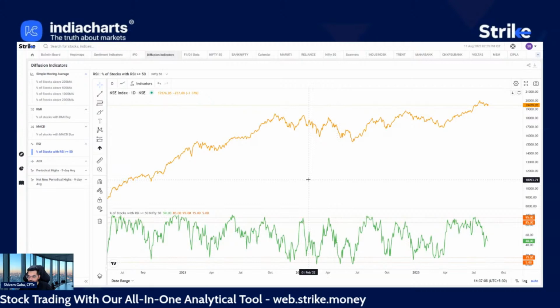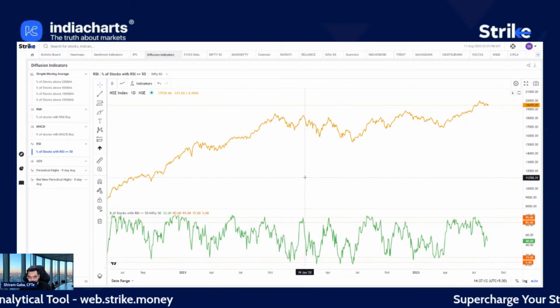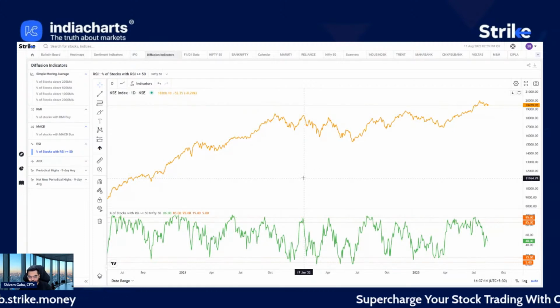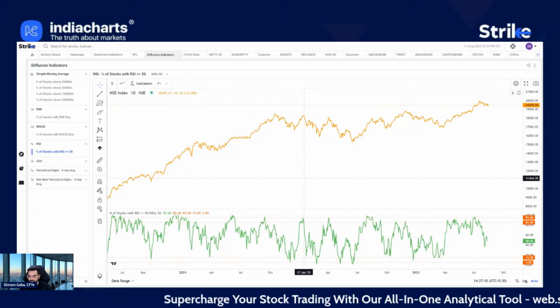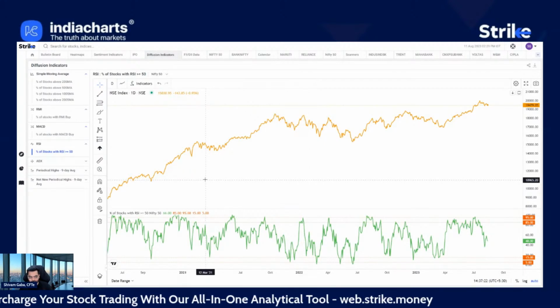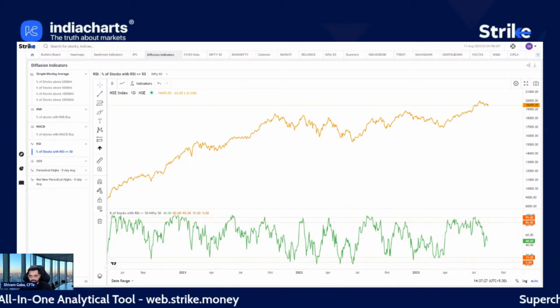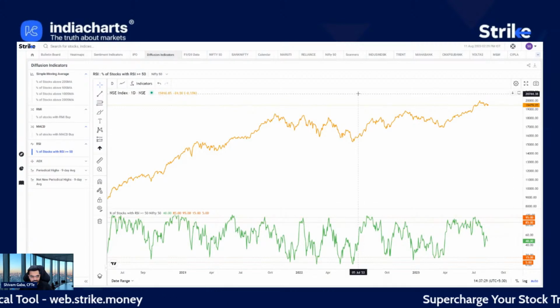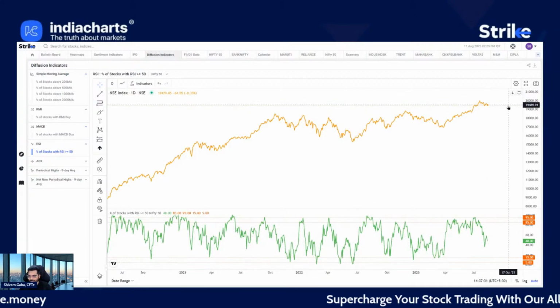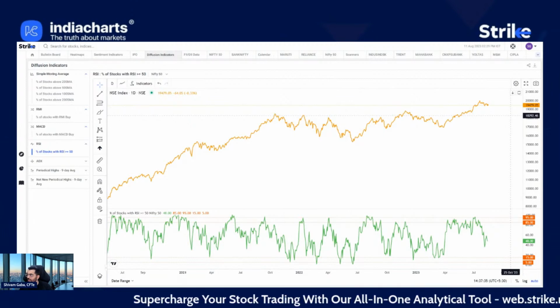So you can play around with all these tools and get a hang of it to judge, to catch a short term or a long term bottom or top in the markets. All these have to be used along with other forms of analysis, in conjunction with other tools you may like, and so on. So just get over to web.strike.money and use them, and let me know if you have any questions or doubts regarding any of the indicators, and we'll try to solve all the doubts.